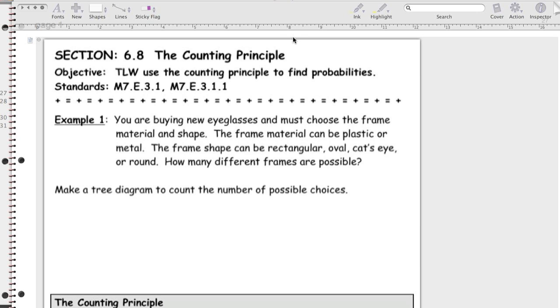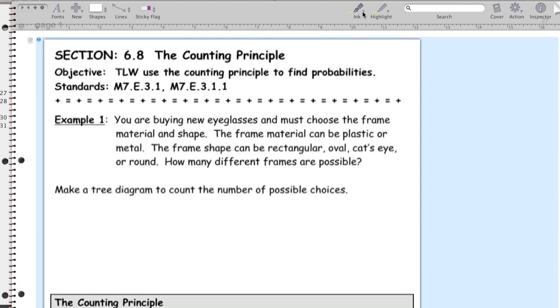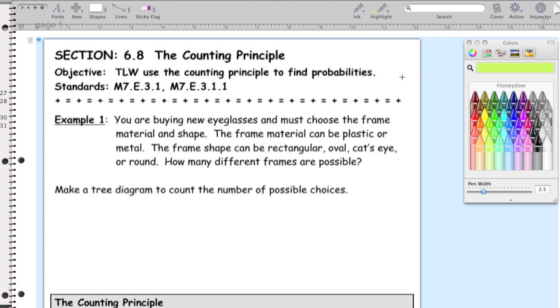The frame material can be plastic or metal. The frame shape can be rectangular, oval, cat's eye, or round. How many different frames are possible? So maybe there's an eyeglass store and they're advertising that, these are your options. They want to know how many total possibilities are they really offering you? How many different frames are possible?